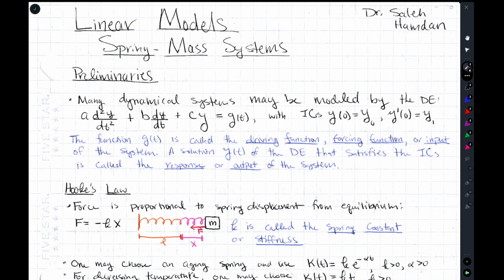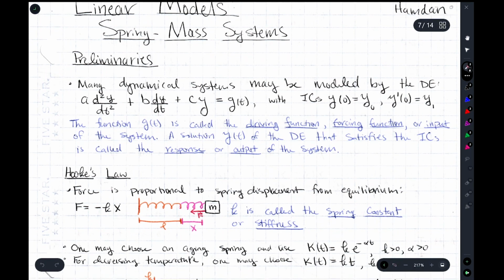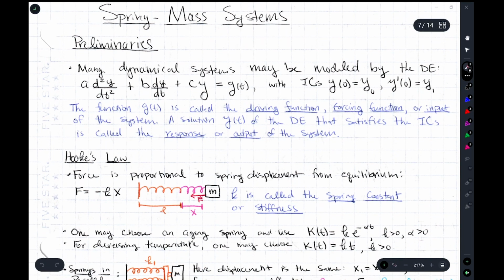So our extensive look into second order differential equations in particular, and those with constant coefficients, is useful. Now the function g of t is called the driving function, forcing function, or input of the system. And the solution of the differential equation that satisfies these initial conditions is called the response or output of the system. That's just some terminology that one will hear, in particular in an engineering context.